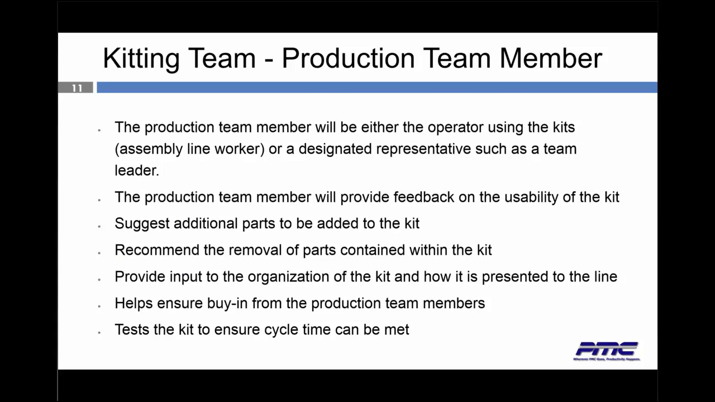Production team member. Production team member will be either the operator using the kits, the line, or a designated representative, once again, such as the team leader. Production feedback, usability of the kit, suggest additional parts to be added to the kit, or recommend removal of parts contained within the kit. Provide input, the organization of the kit, how it's presented to the line. Once again, that goes back to the best picking position, holding zone. They help ensure buy-in from the rest of the production team members. They test the kit to ensure the cycle time can be met on the line.